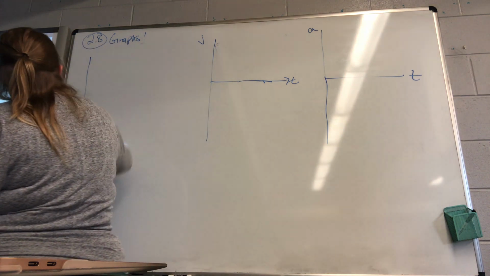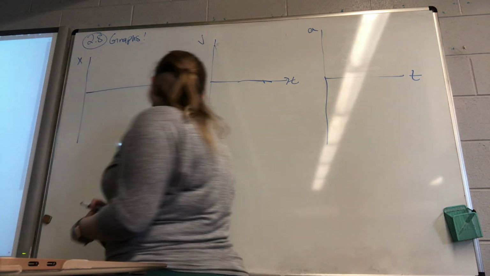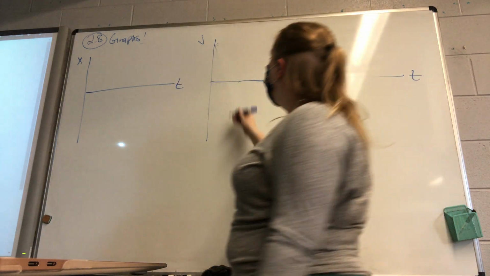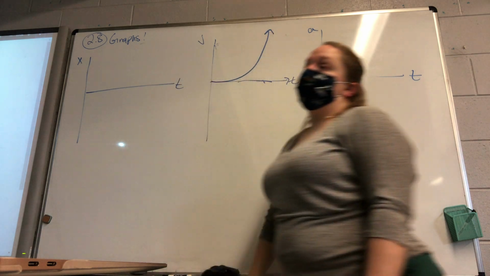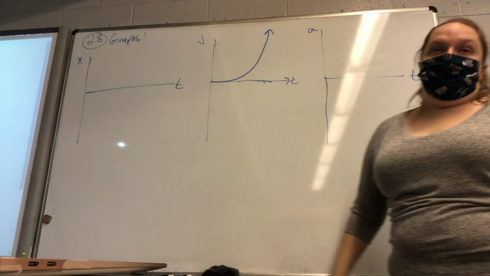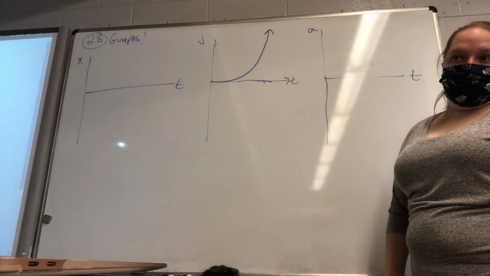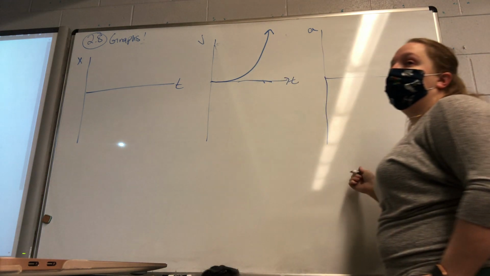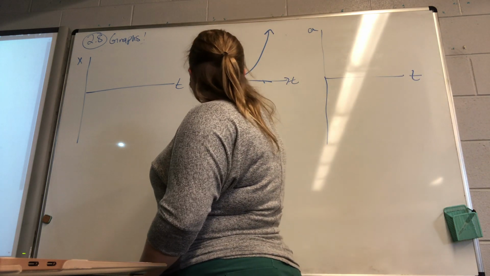Okay, let's do another one. X, T. All right, this time I'm going to start with a velocity time graph. So which one do we want to do first? Do we want to do position time or do we want to do acceleration time? It's easier to go this way, right? Yeah. Okay, so let's do that.